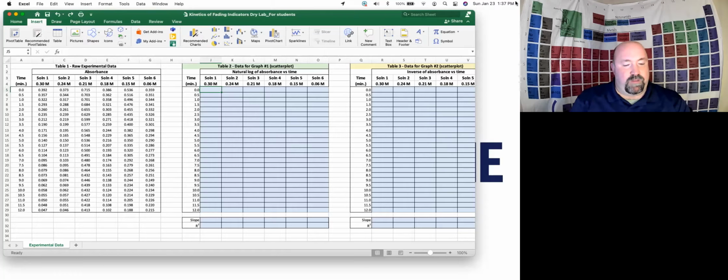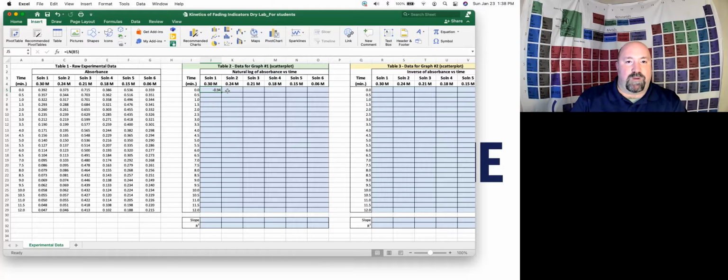To show you the quick and easy way to do this in Excel, remember, Excel will do the calculation for you. We want to do equals, natural log, which is ln, and then parenthesis. You see here, I'm at time 0 of solution 1. Here's my absorbance value, so I'm just going to click on B5. Now it's going to take the natural log of whatever is in this cell. I hit enter, and there's my number. I'm not going to worry about what the number is. That's really not important. We're going to use that in a little bit.